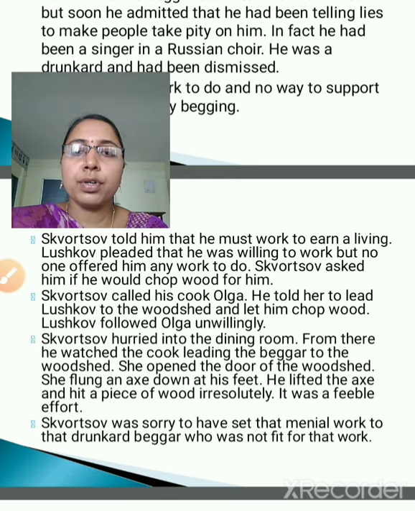From there he watched the cook leading the beggar to the woodshed. She opened the door of the woodshed. She flung an axe down at his feet. He lifted the axe and hit a piece of wood irresolutely. It was a feeble effort.